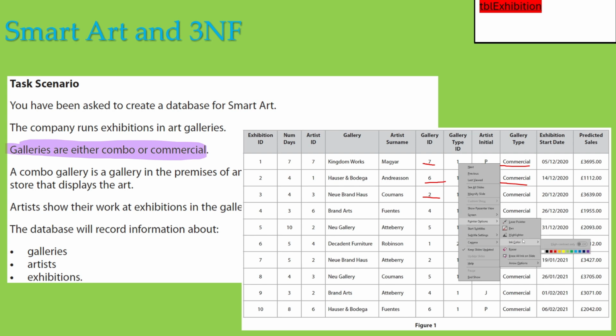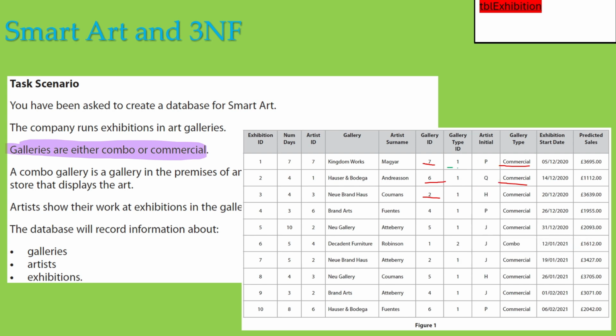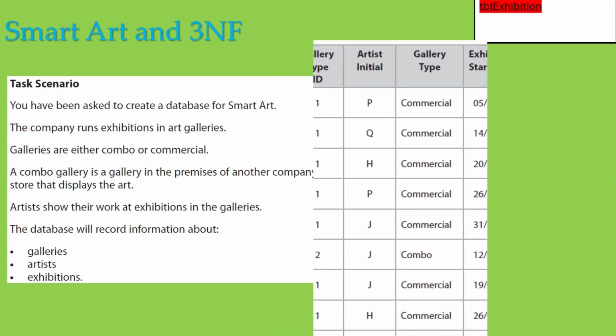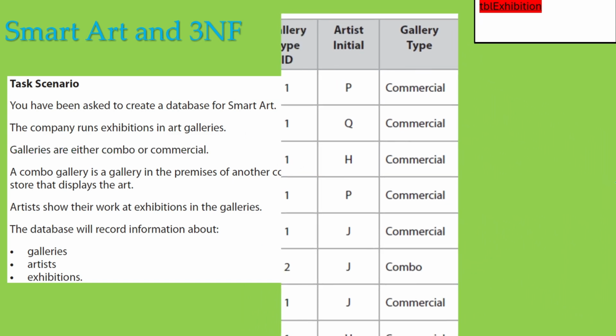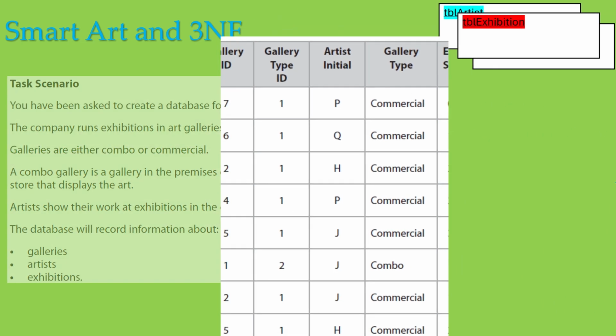If I change the color, 1, 1, 1, 1, 1, all these are commercial, so it fits with that. So that's an example of third normal form. 2 combo, but then 1, 1, 1, 1, commercial, commercial, commercial. So that is one example of third normal form. So we know gallery type doesn't fit at all with gallery ID. It fits with gallery type ID, which would be its own table. There we go, gallery type. Galleries are either commercial or combo. It fits with gallery type.